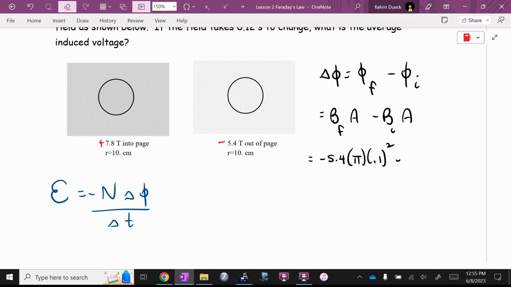Now, by the way, Sadie, if you decided to let the 7.8 be negative and the 5.4 be positive, you'll get the same magnitude difference. I'd give you full credit. I have to, because we're really deciding arbitrarily which way is positive and which way is negative. 7.8 times pi times 0.1 squared.